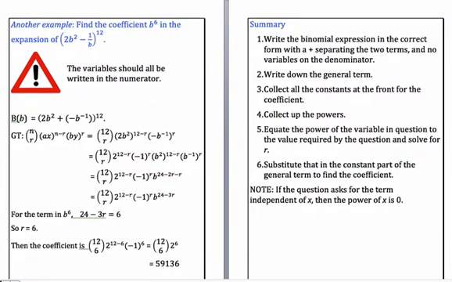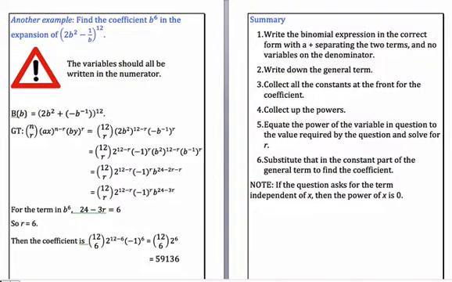Let's look now at another example with one more trap to beware of. Find the coefficient of b to the 6 in the expansion of 2b squared minus 1 over b, all to the 12. First thing you might notice: is this still a binomial? There's only one variable. Certainly we can treat it as a binomial. There's no problem with that.